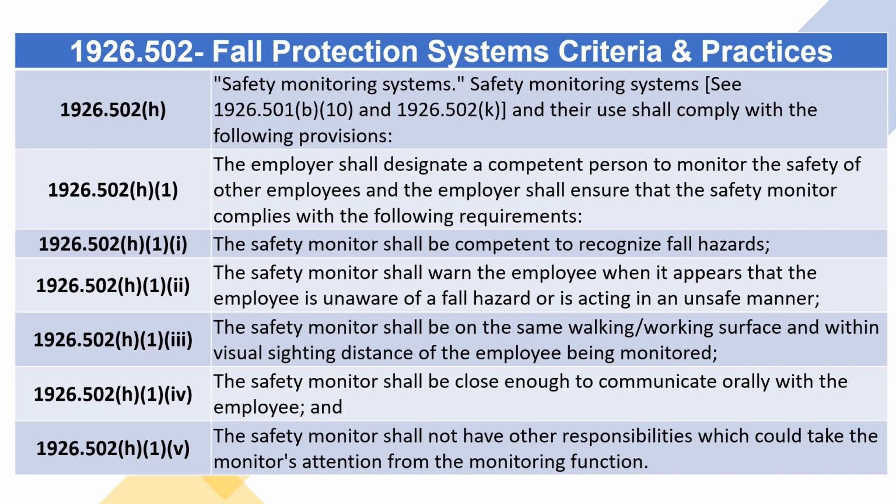The safety monitor shall be competent to recognize fall hazards. The safety monitor shall warn the employee when it appears that the employee is unaware of a fall hazard or is acting in an unsafe manner. The safety monitor shall be on the same walking/working surface and within visual sighting distance of the employee being monitored. The safety monitor shall be close enough to communicate orally with the employee, and the safety monitor shall not have other responsibilities which could take the monitor's attention from the monitoring function.